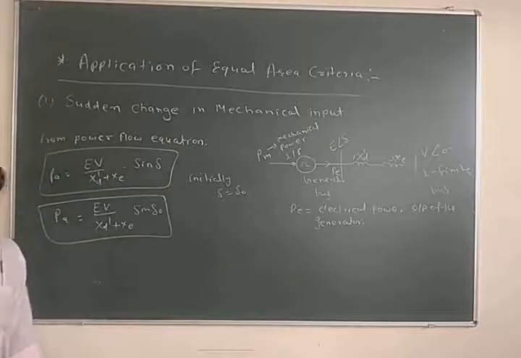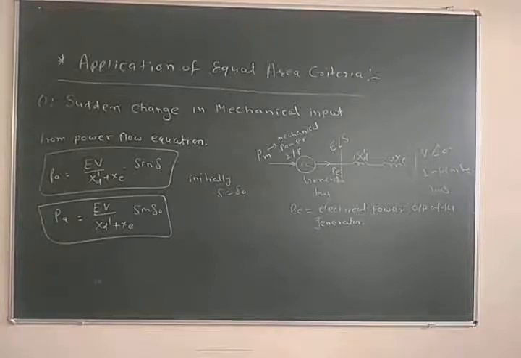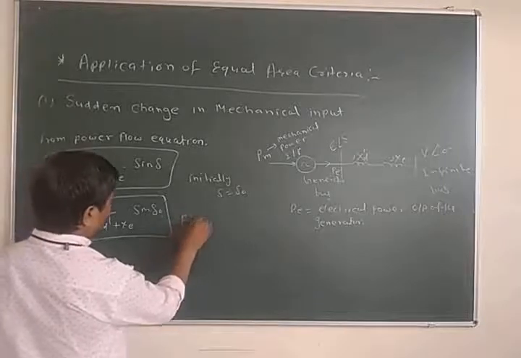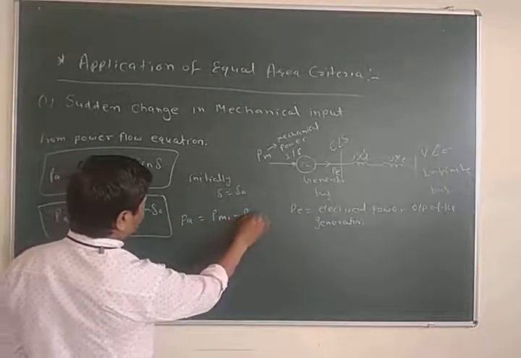Now when mechanical input to the generator is increased, the accelerating power Pa is equal to Pm minus Pe, which is due to the change in mechanical input. So the rotor accelerates and its speed increases, that is omega greater than omega s, and as a result delta also increases as shown in figure. So accelerating power Pa will be Pm1 minus Pe.